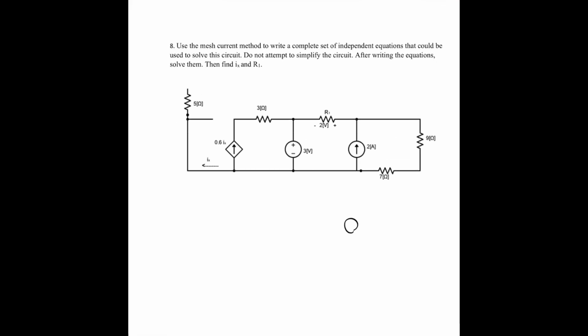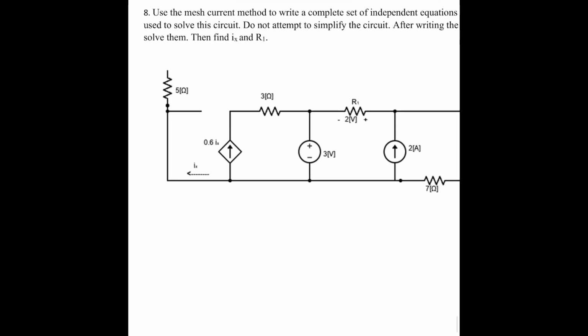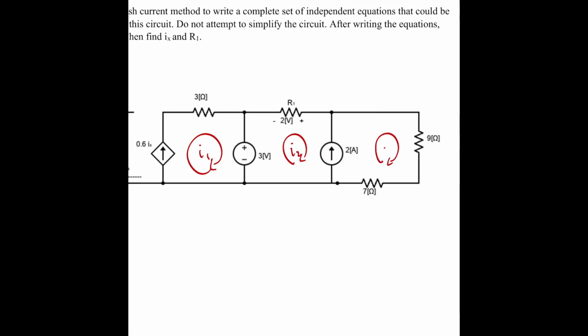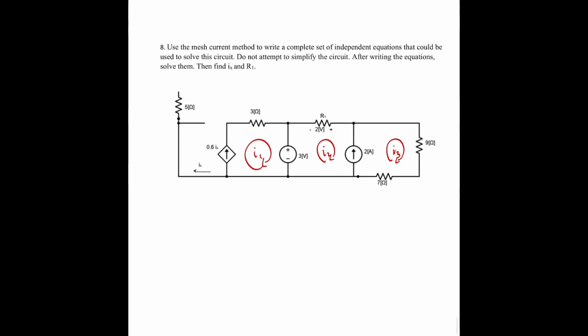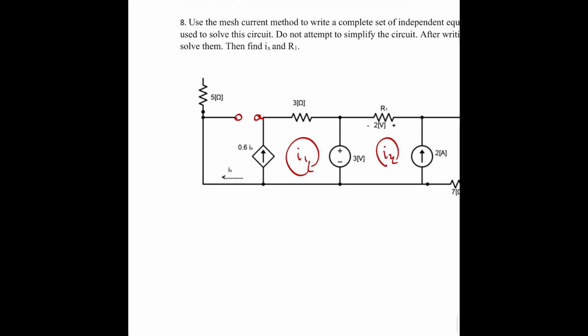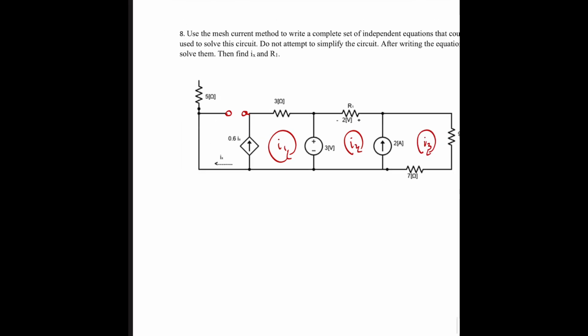So with that in mind, we're just going to solve this the same way we do every other problem, right? We're going to define a mesh current for every single mesh, I1, I2, and I3. Now, we don't need a mesh current here because this is not a mesh, right? It's an open circuit. So it's not a closed loop, so we don't need a current there. So just wanted to point that out. Now we need our equation for I1, I2, and I3.